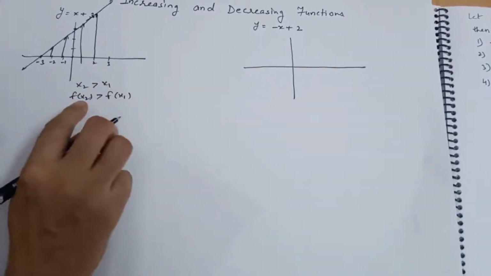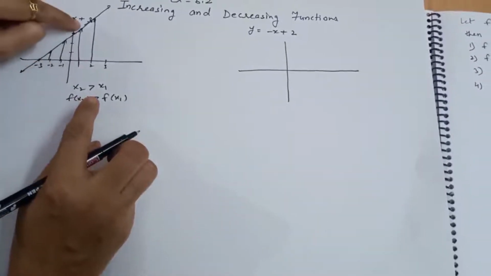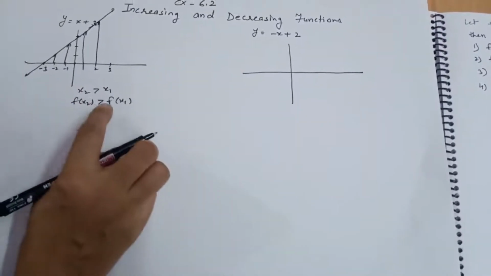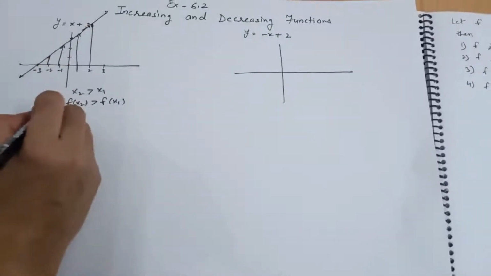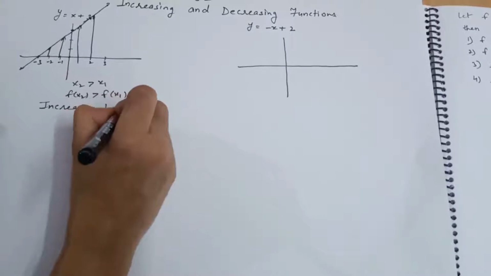The value of the function at that point, meaning if the value at minus 1 is lower, the value at 1 will also be higher. If x2 is greater than x1, f(x2) is also greater than f(x1). This is called an increasing function. This is which kind of function? This is your increasing function.